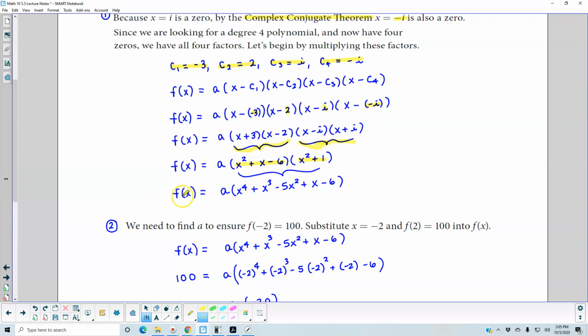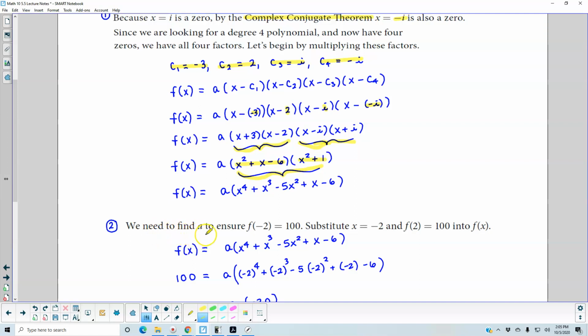Again, we still have f of x equal to a. We don't know what a is, but we can multiply these two by using the box method. When we multiply those together, we get the polynomial x to the fourth plus x cubed minus 5x squared plus x minus 6. Now this is our function. Next we need to figure out the value of a. To do that, we need to use the point that was given at the beginning of the problem.